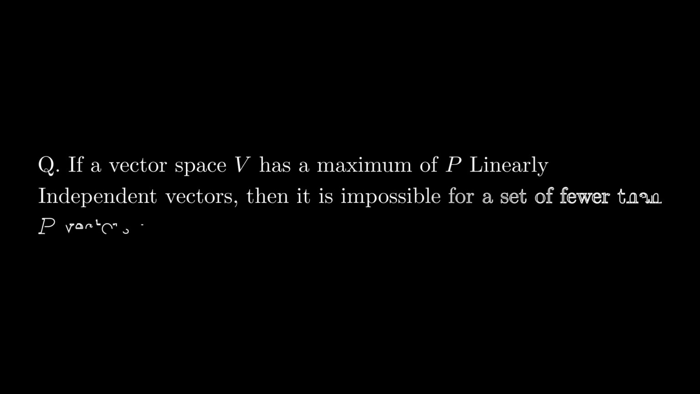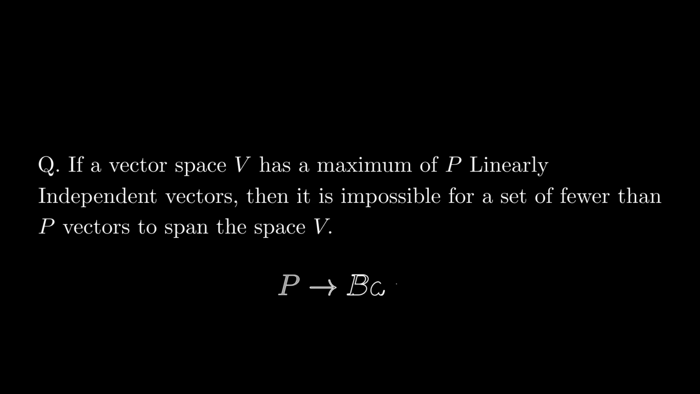Here's another one for you. Take your time and understand the question well. The keyword here is maximum. We know that a space of Rn has n linearly independent vectors. This means here the p vectors form the basis of the vector space, and we know the basis is the minimal set that spans the space. So a set having fewer than p vectors can just never span V.